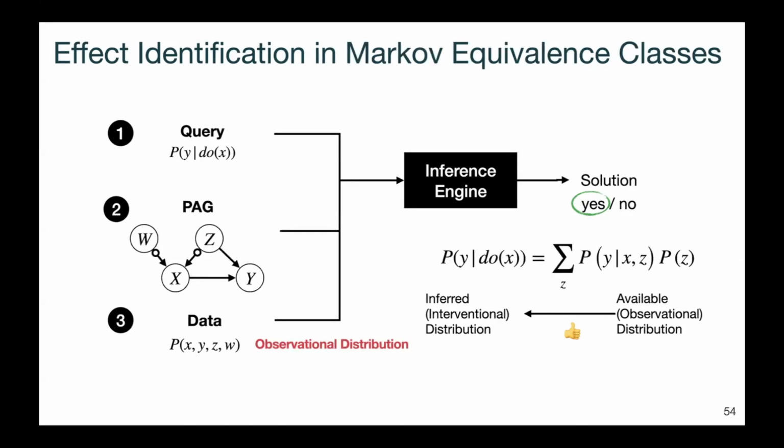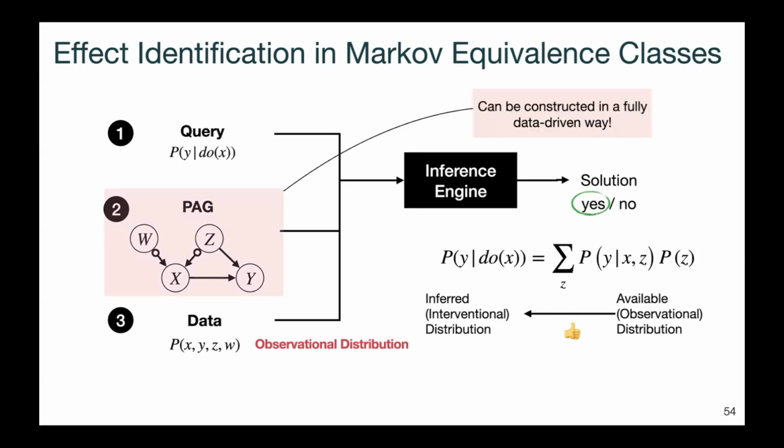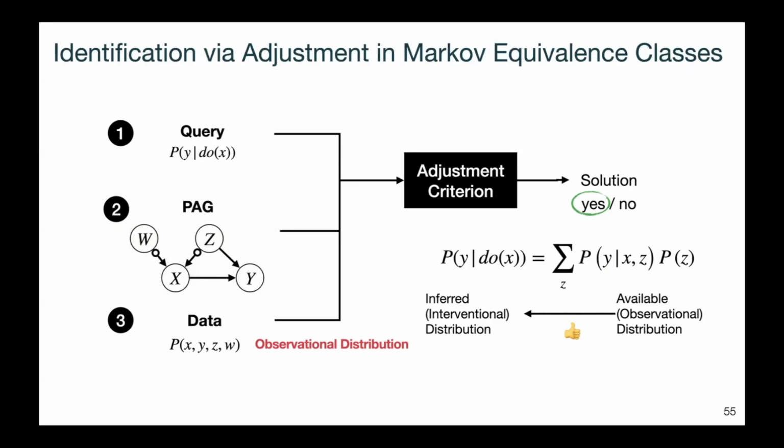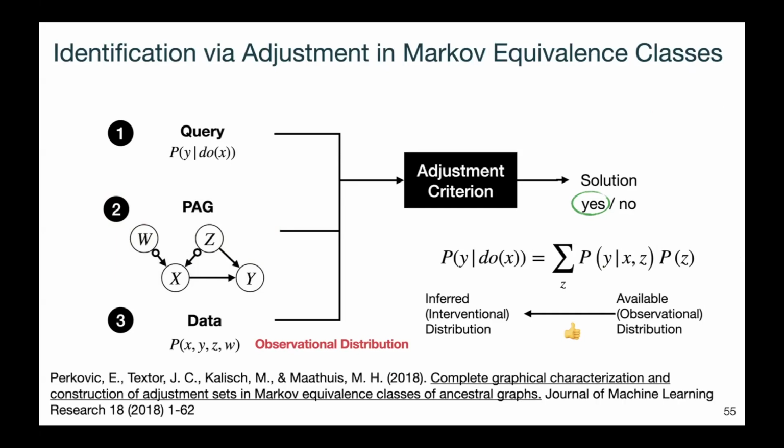Also, you could have as input a PAG. So yesterday you learned only from data this representation of a Markov equivalence class. And there are several tools that allow you to do effect identification when you only have this representation. This can be constructed in a fully data-driven way, right? And the first extension in this direction was by Perkovic and others. She extended the backdoor. Actually, it's a general adjustment criterion. It's an extension of the backdoor.